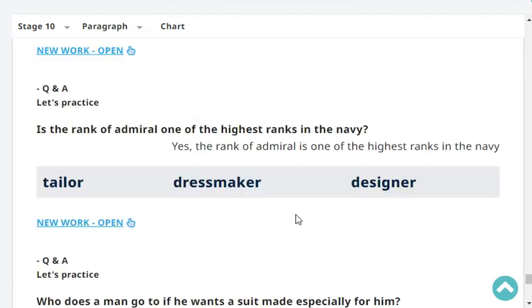Very good. Is the rank of admiral one of the highest ranks in the Navy? Yes, the rank of admiral is one of the highest ranks in the Navy. Very good.